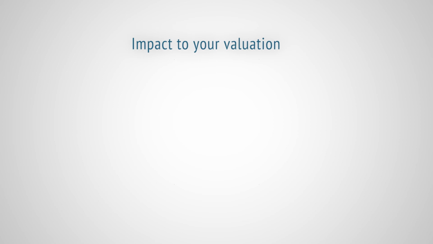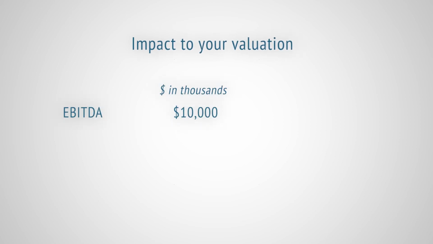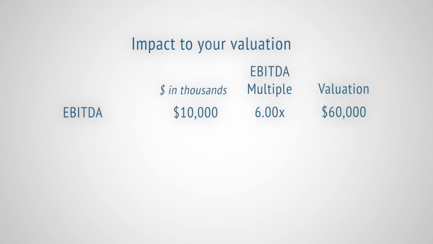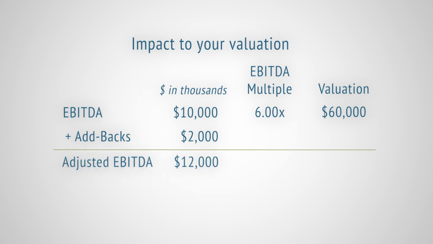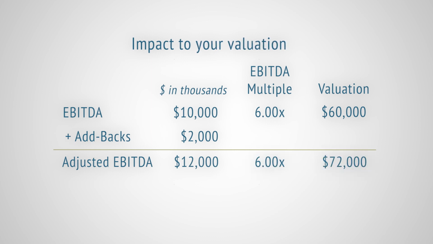Let's look at an example of how these add-backs increase the value of your business. Prior to any adjustments, your company has an EBITDA of $10 million. And assuming a purchase multiple of 6 times, your business is valued at $60 million. You have identified add-backs totaling $2 million, which results in an adjusted EBITDA of $12 million, which, using the same purchase multiple as before of 6 times, your business is now valued at $72 million, a value increase of $12 million.